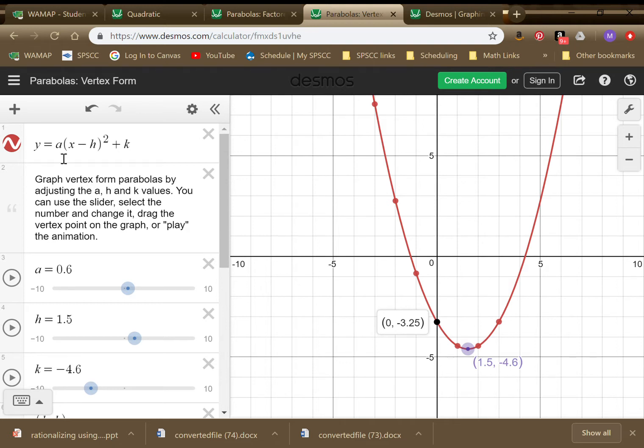If we want the x-intercept, we'd actually have to set y equal to 0. And this one is really nicely set up to solve using square roots. So you could subtract k, divide by a, square root both sides. So you will have to do some work for any intercepts in this form, but the vertex is a freebie.